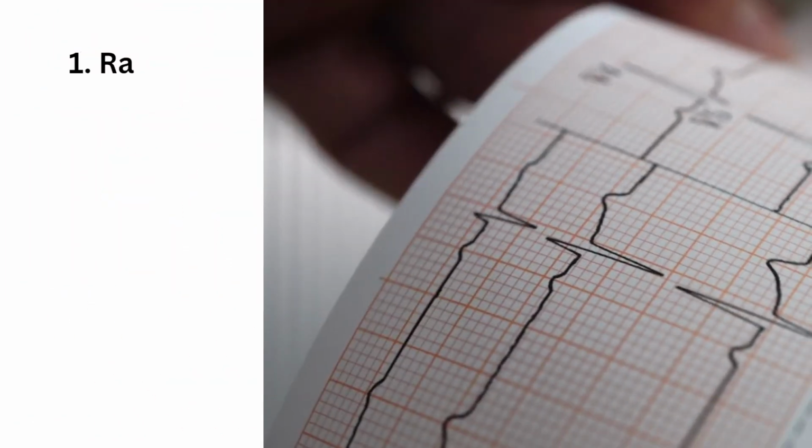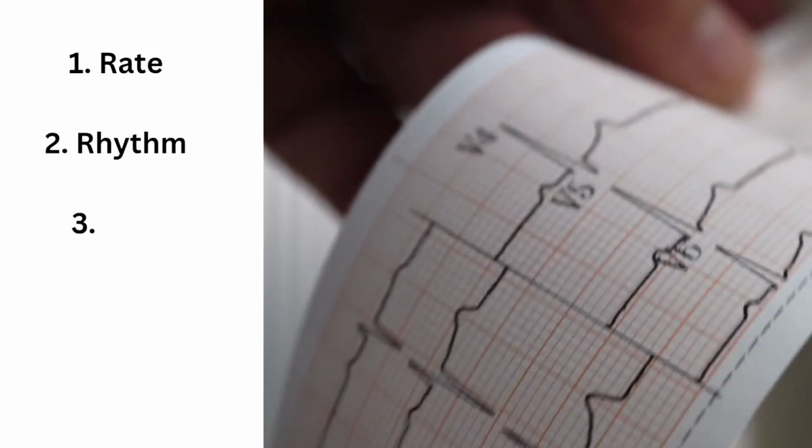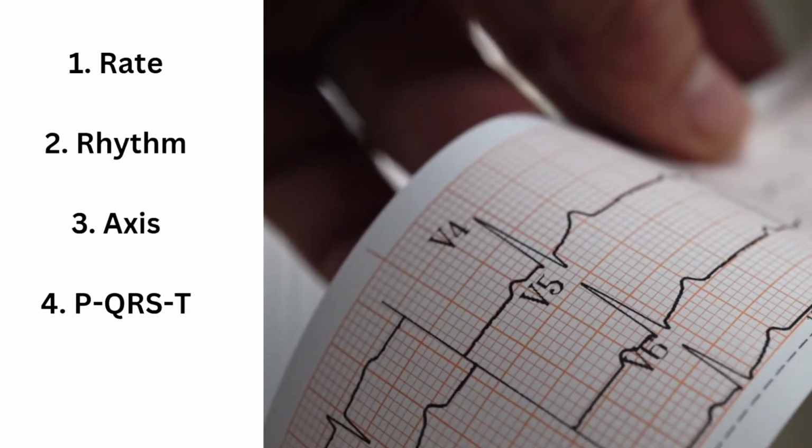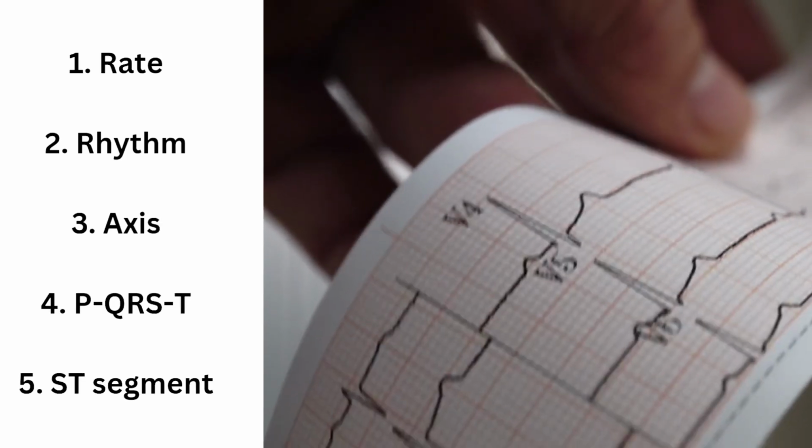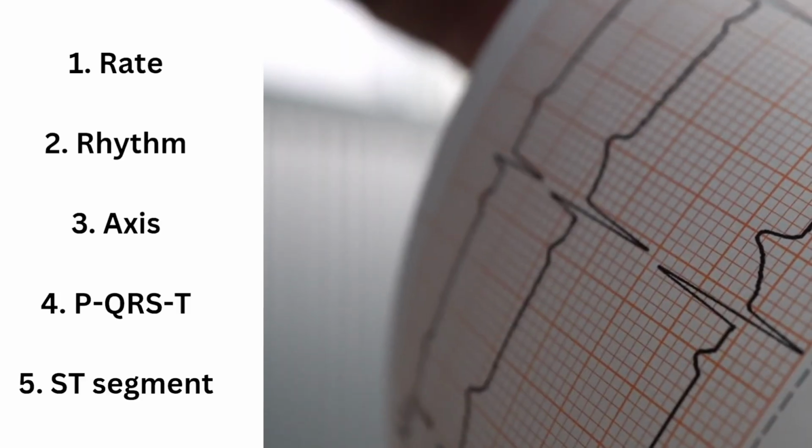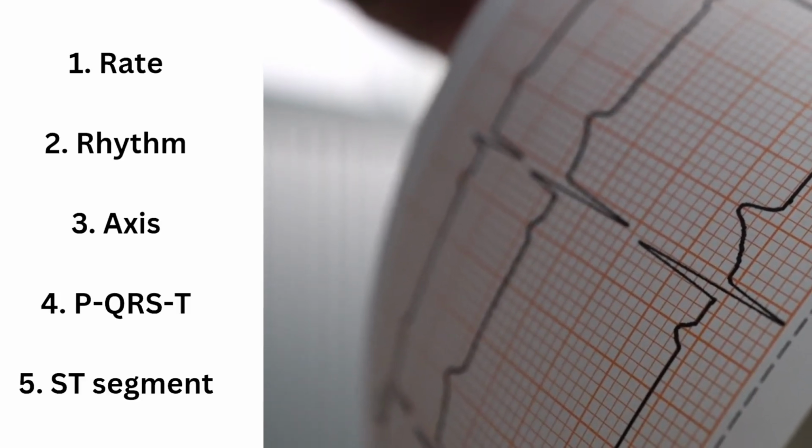Simple. And that's it. ECG reading in 5 steps. Rate, rhythm, axis, PQRST segment. If you practice this with a few ECGs, it'll become second nature.